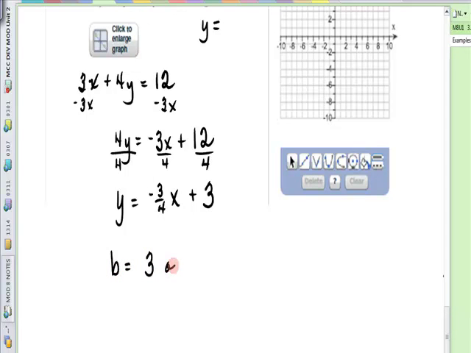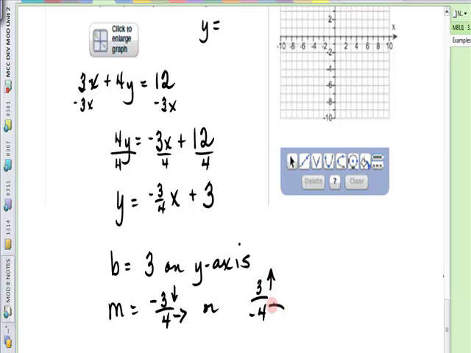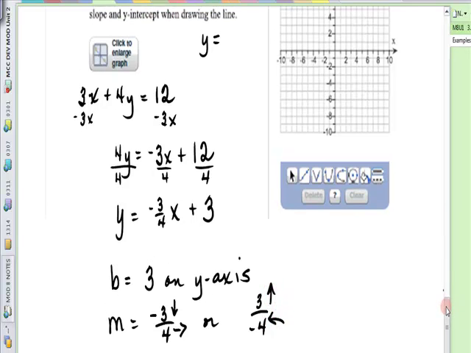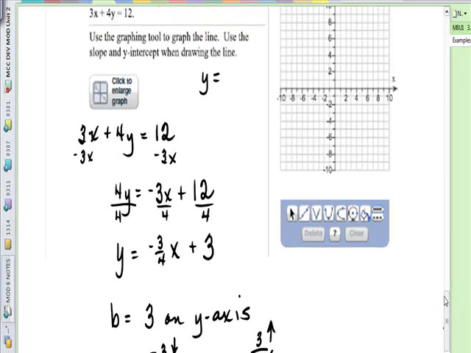Begin at 3 on the y-axis, and then move -3 over 4 or 3 over -4. A negative fraction is negative either on the top or the bottom. If you go the first one, it's down 3, right 4, or it's up 3, left 4. So let's graph this line. I begin at 3 on the y-axis. So it's right there. If I use these instructions to move, I move down 3, right 4. It would put me with a point right there.